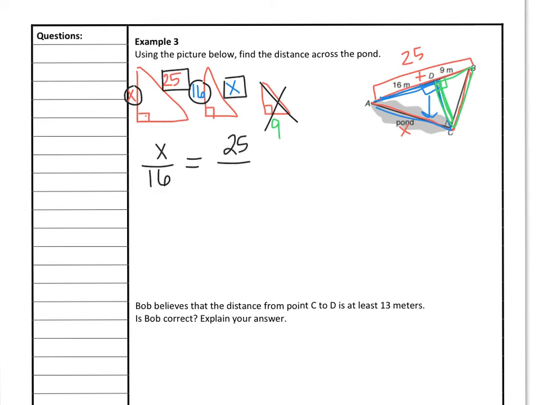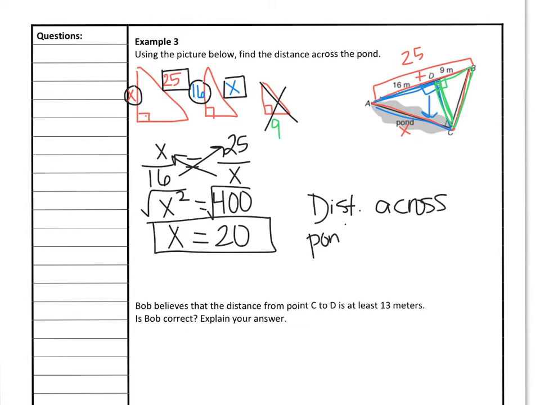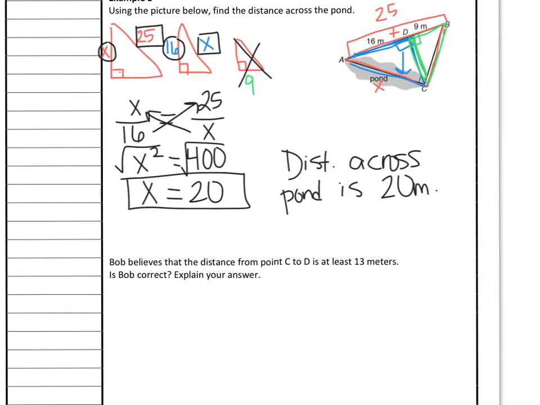So 25 over X. All right, go ahead and cross multiply. So X times X is X squared equals 16 times 25 is 400. All right, square root both sides. We get X is equal to, what number times itself is 400? 20 times 20. So our answer is going to be X is equal to 20. So the distance across the pond is 20 meters.